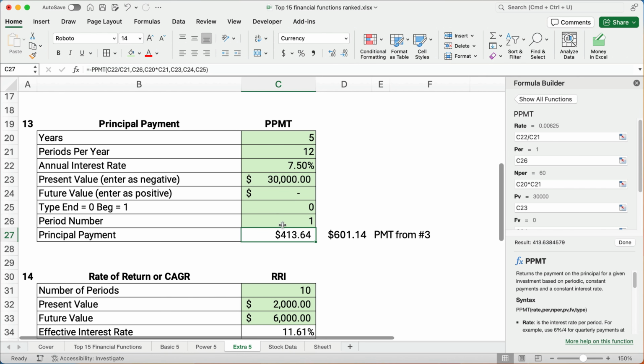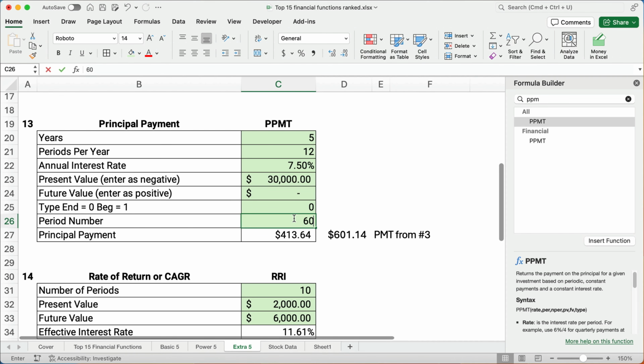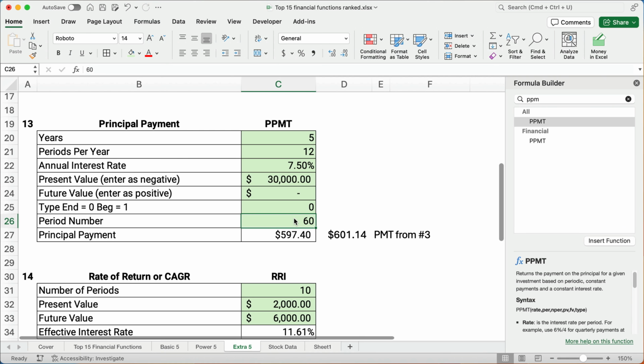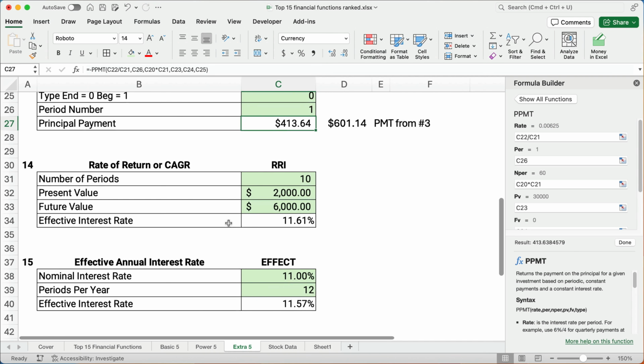But what happens in the last period? Period 60, $597 is going to be principal of the 601. So this is helpful to figure out how much of your payment of 601 is principal versus how much is interest. All right, number 14.